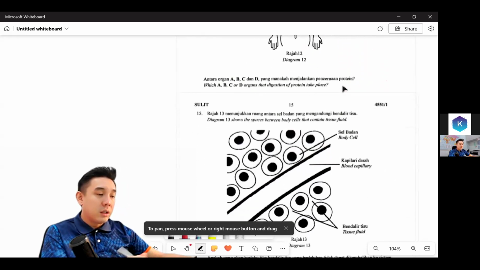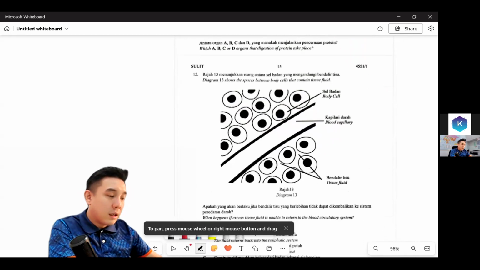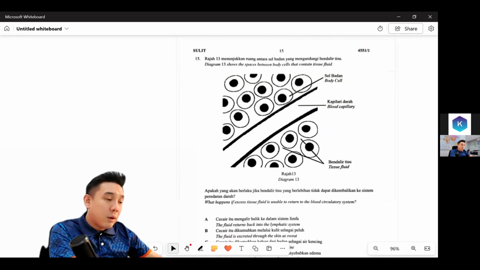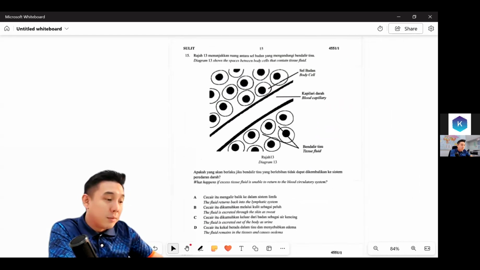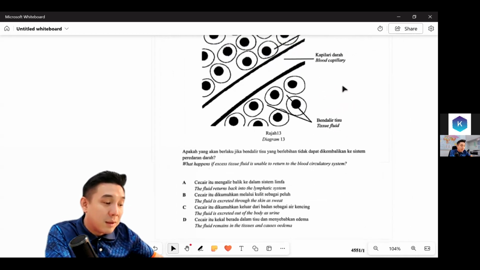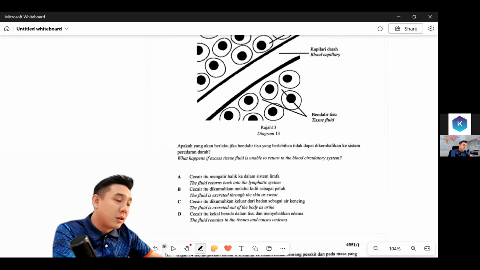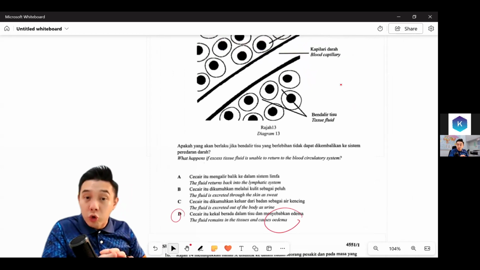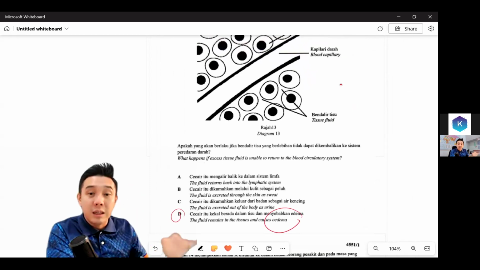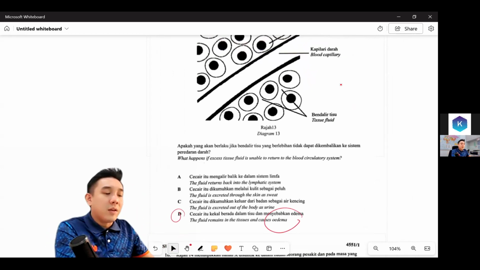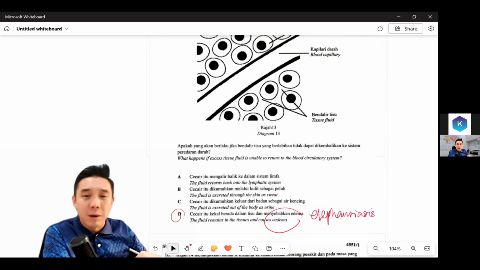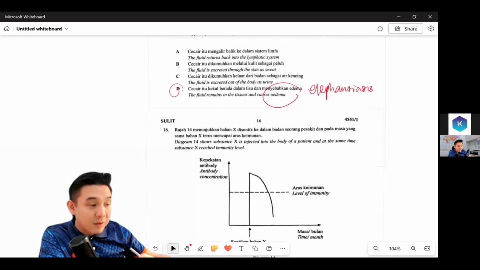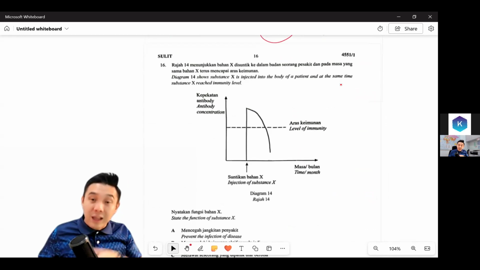Okay, next. Question 15. What will happen here if excess tissue fluid cannot be returned to the blood circulatory system? It will accumulate and cause something called edema. So answer is edema. Edema means 水肿, swollen. Accumulate there the fluid. There is something more serious called elephantiasis, but we don't really talk about that much in the new syllabus. Old syllabus, yes. The leg really looks like an elephant.